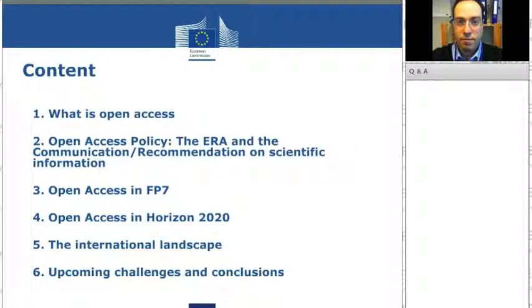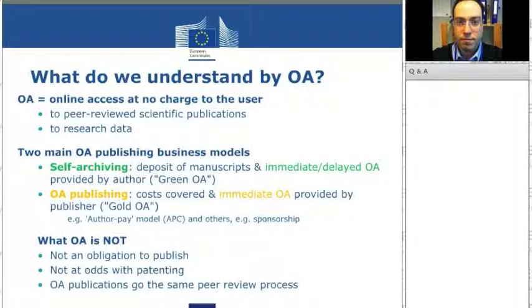So what do we understand by open access? There are several definitions, but we use quite a simple one. We mean online access at no charge to the user. And then we make a distinction between open access to peer-reviewed scientific publications and open access to research data. We see the two of them as related, but also that they both need a slightly different approach.